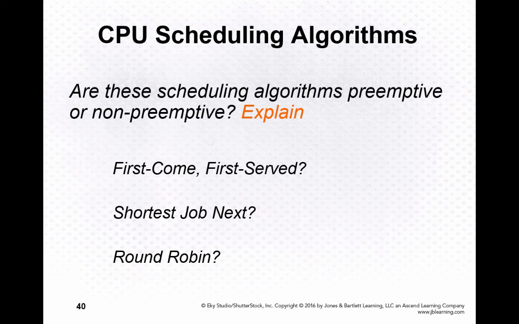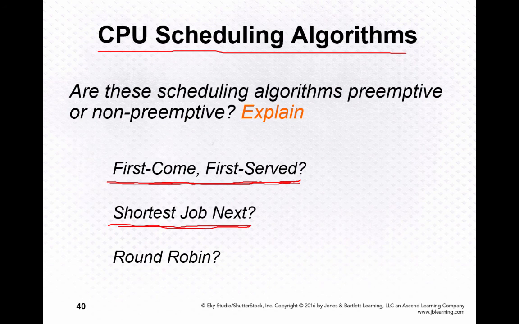So, all right. These slides like to have questions buried in the slides, and I don't see how that works when I'm recording videos from them, so I'm going to go ahead and answer them. So, are these scheduling algorithms preemptive or non-preemptive? Explain. First come, first serve. No, it's not preemptive. You could implement it that way, but generally the algorithm itself doesn't cause your process to stop, and neither does shortest job next.